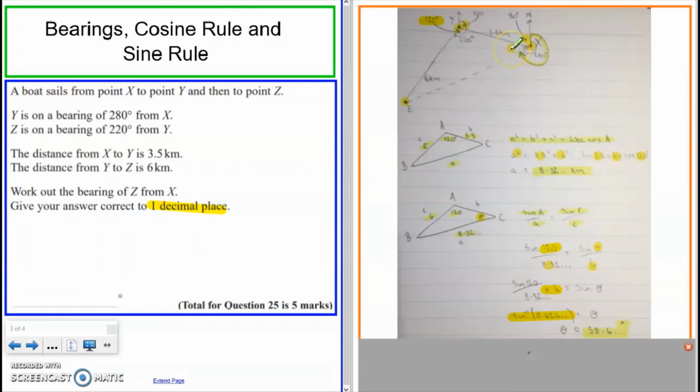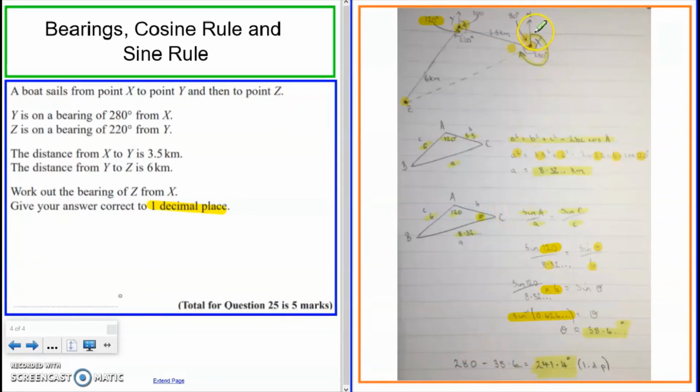Okay, so now I know this angle, 38.6, but that is not my final answer, because what I actually want is the bearing from the north line of X to Z. So if I know the bearing from X to Y is all the way around here, I can use that bearing of 280, subtract this value of 38.6, and that's going to leave me with the bearing that I require. So all I need to do now is go ahead and do a subtraction. The bearing of Z from X, which is what the question's asking me to find, is 241.4 rounded to one decimal place.